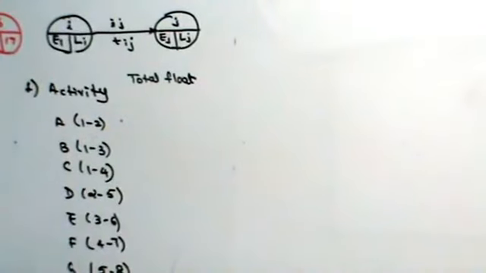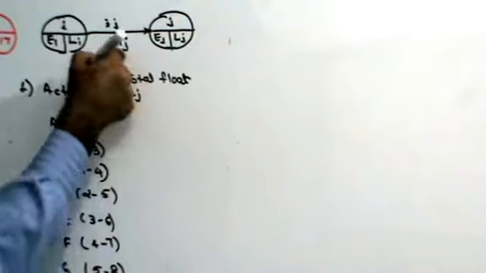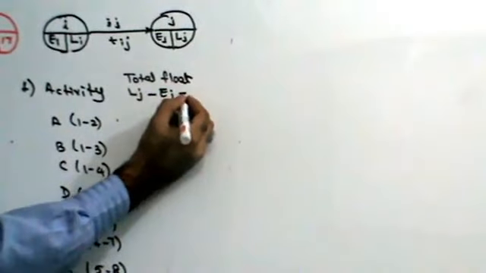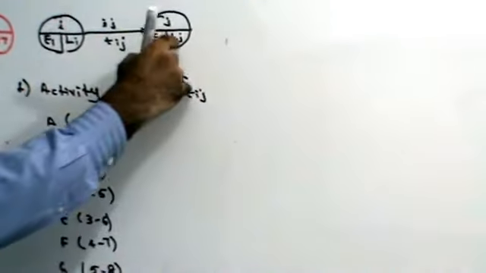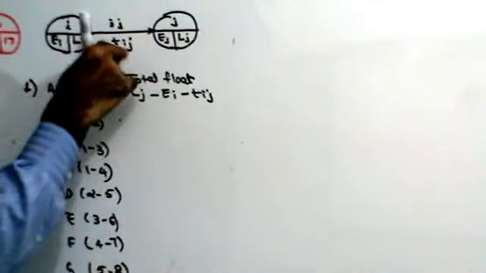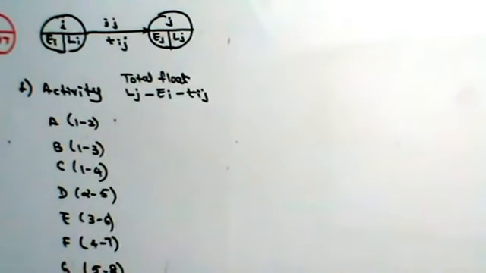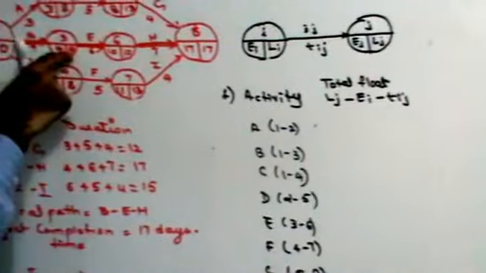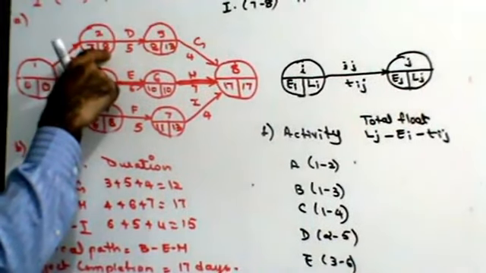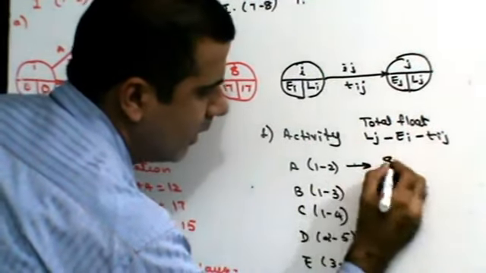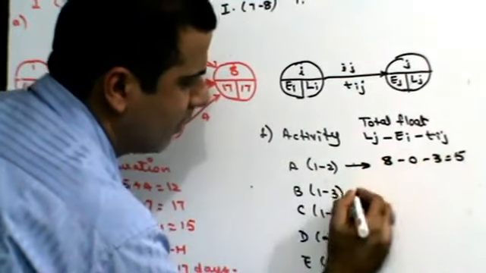I could find out total float by using the formula Lj minus Ei minus Tij. If I have to find it directly from the network diagram without calculating the start and finish times, this is how I will find float. Let's find the float. For activity A, it is 8 minus 0 minus 3, that is 5.